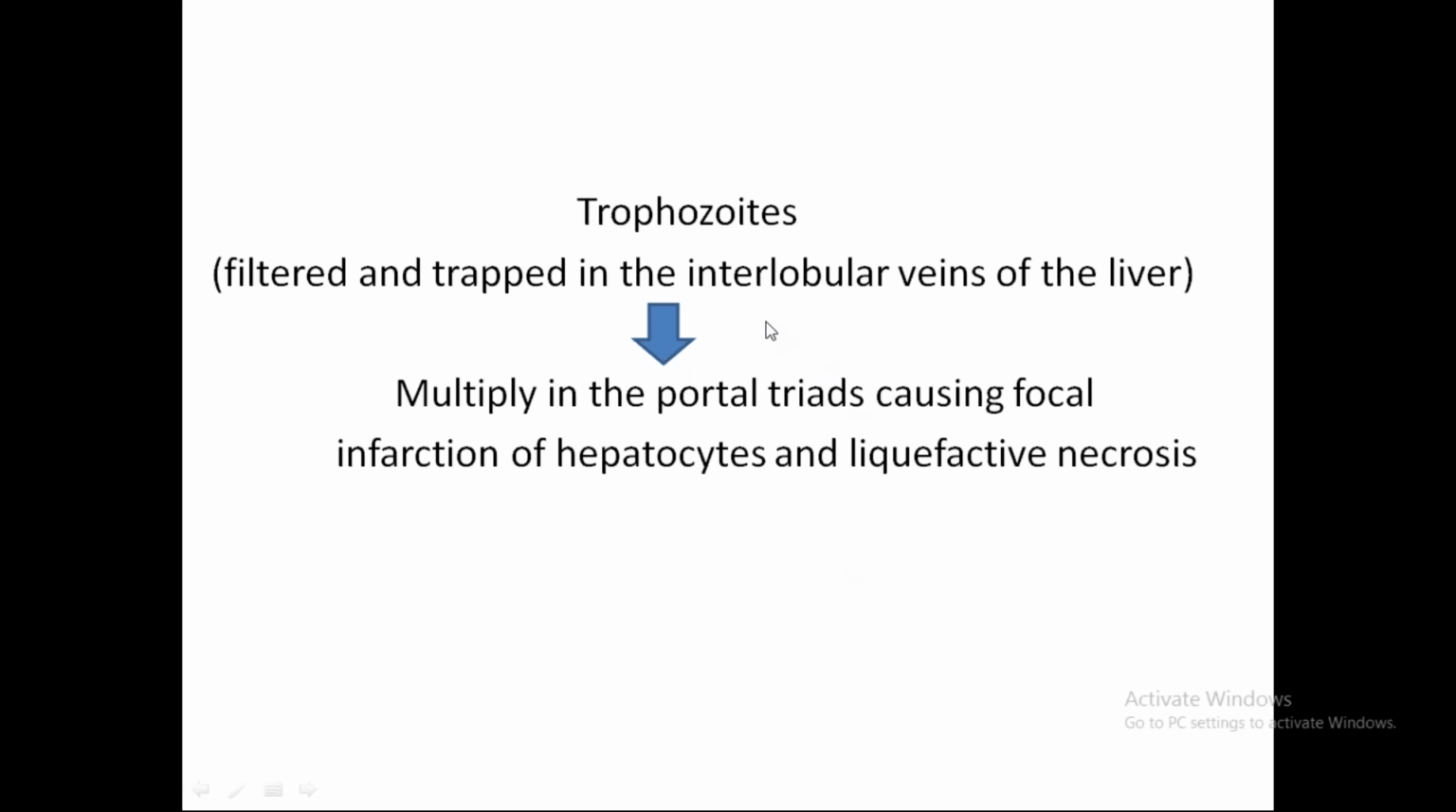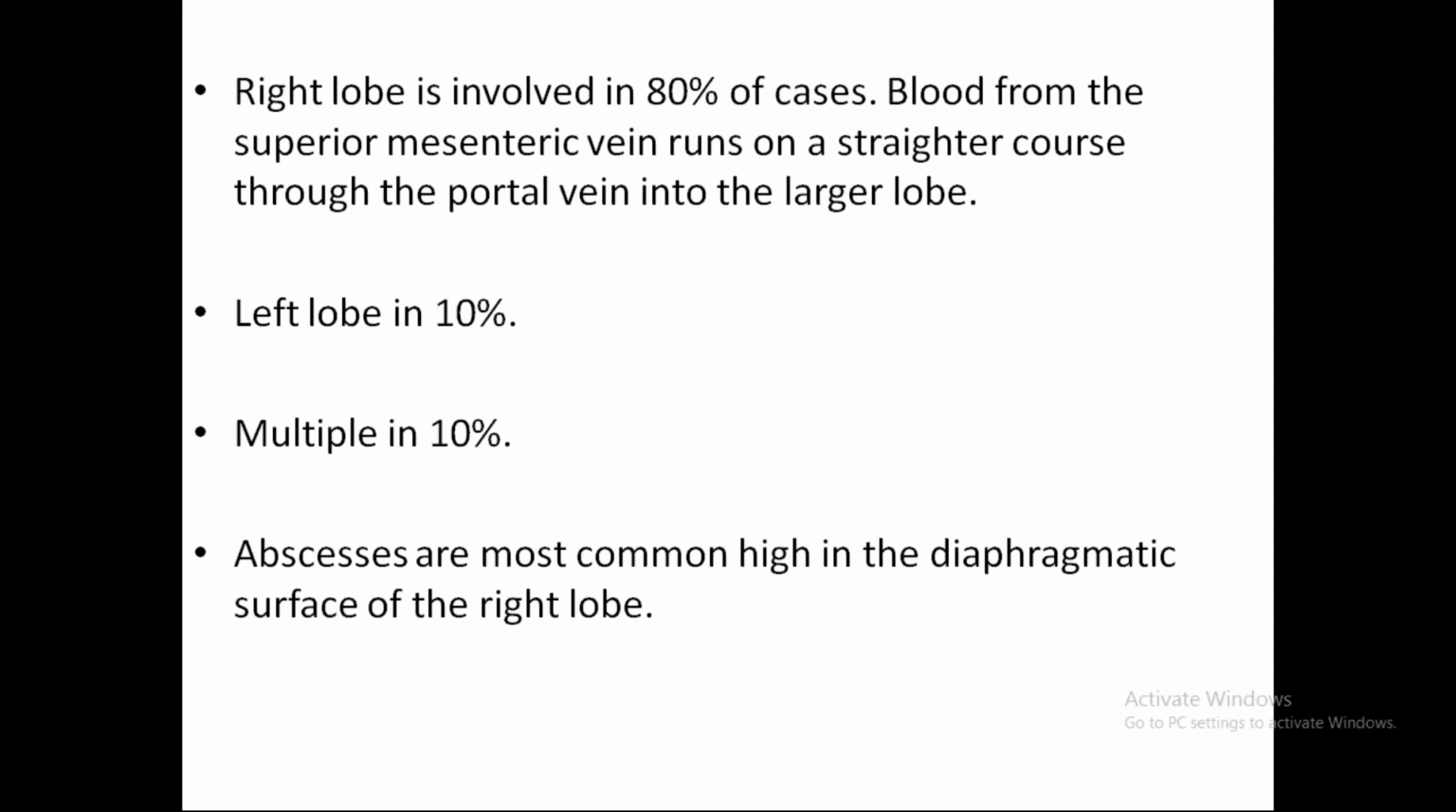So where are these trophozoites present in the liver? Trophozoites are filtered and trapped in the interlobular veins of the liver. They multiply in the portal triads, causing focal infarction of hepatocytes and liquefactive necrosis. 80% is involved in the right lobe because of the vein course. The superior mesenteric vein runs on a straight course through the portal vein into the right lobe. So the most common is the right lobe.